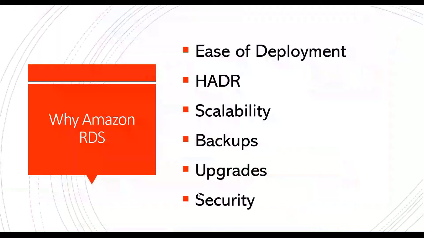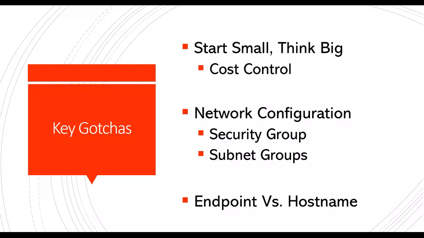Key gotchas. We have talked about the networking configuration, looking at the security groups, the subnet groups, and of course, the network access control lists. We have also talked about endpoints versus hosting, which means when you are connecting to a MySQL instance on Amazon RDS, you should be using the endpoint, which represents your hostname. Now, finally, the point which I highlighted in this slide is start small, think big.